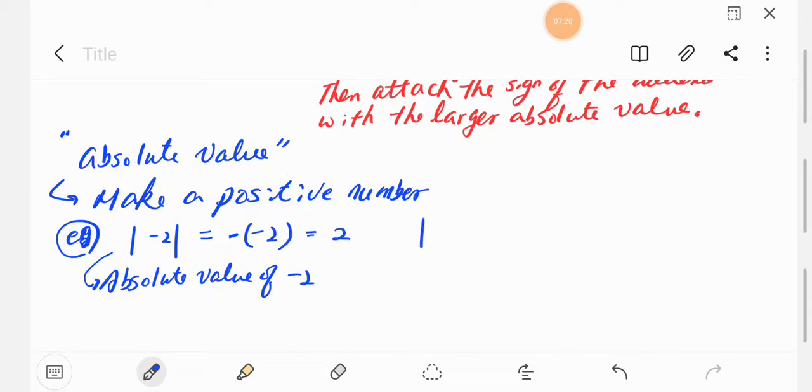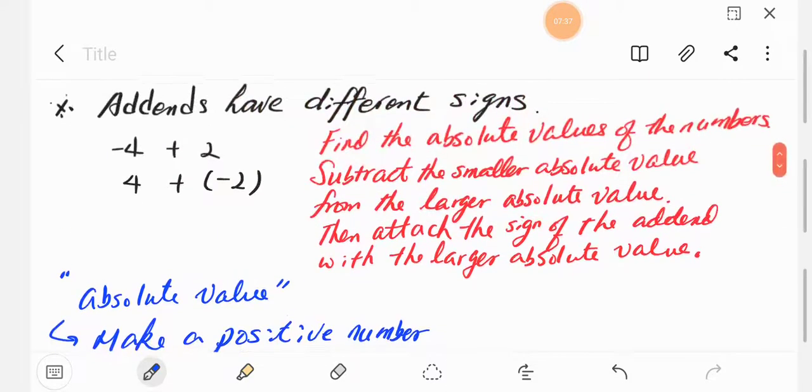So absolute value of negative 3 means what? This becomes 3, right? Because you can get rid of this negative sign. So it will be positive 3. But actually, positive 3 comes from this, the opposite of negative 3. So this one becomes positive 3. So these are the absolute values.